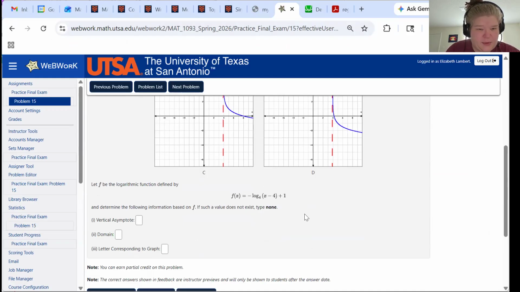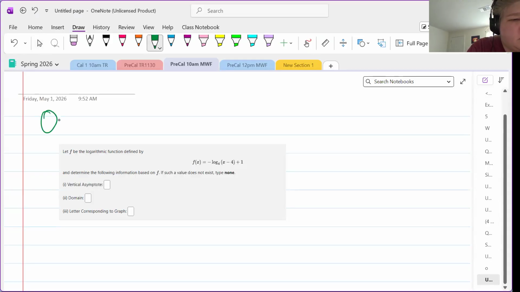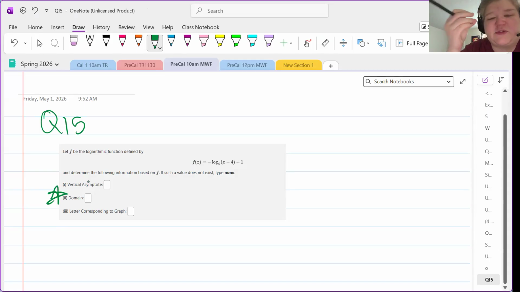But let me grab a screenshot of this part. Come back over here. Flip the share back. So the only part that'll be on the test is just asking what's the domain of this function. So you're not actually going to have to sketch the graph or figure that out.